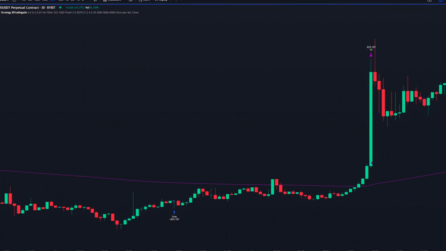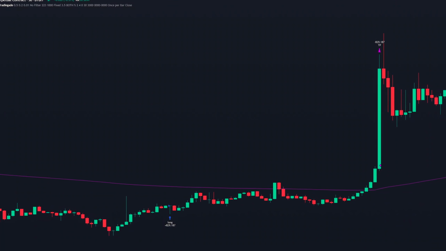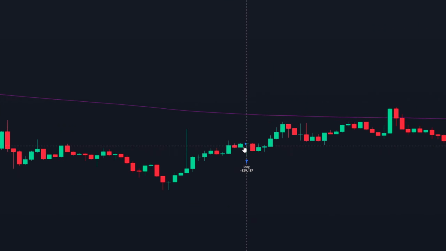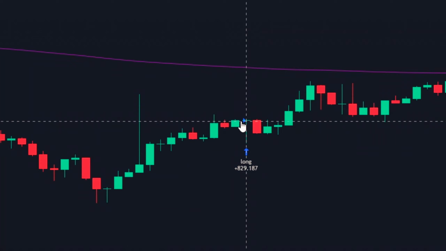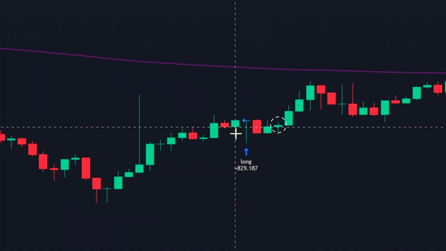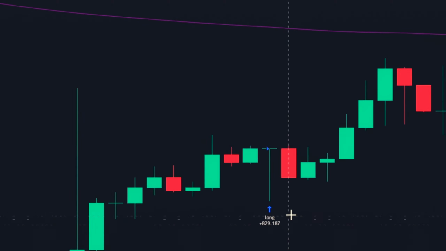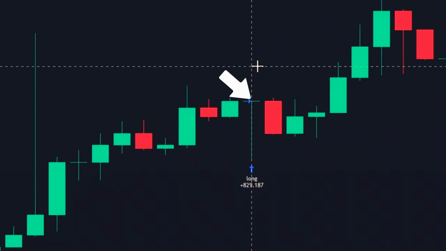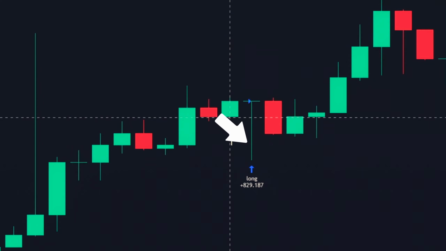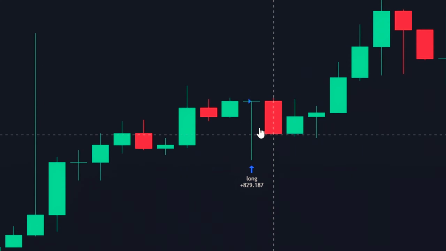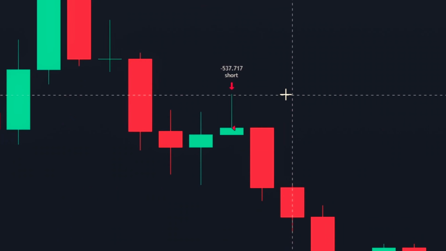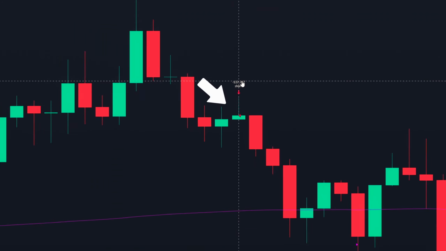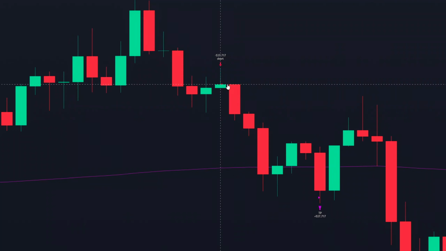Today's strategy will be based on the pin bar candlestick pattern. If you don't know it, let me quickly explain how it works. Essentially, the pin bar is a candle that has a tiny body and a longer shadow. A bullish pin bar is a candle that has a tiny body, a small or non-existent upper shadow, and then a longer lower shadow, like in this example. Whereas for a short pin bar, the lower shadow will be small or non-existent, and the upper shadow will be longer.